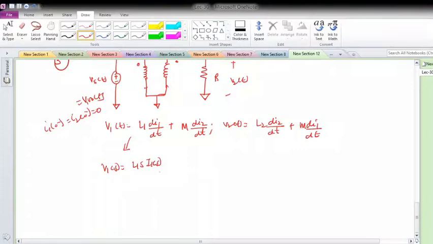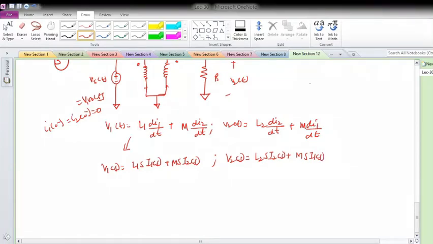So L1 s I1 of s plus M s I2 of s. Similarly, what is V2 of s? V2 of s is L2 s I2 of s plus M s I1 of s.